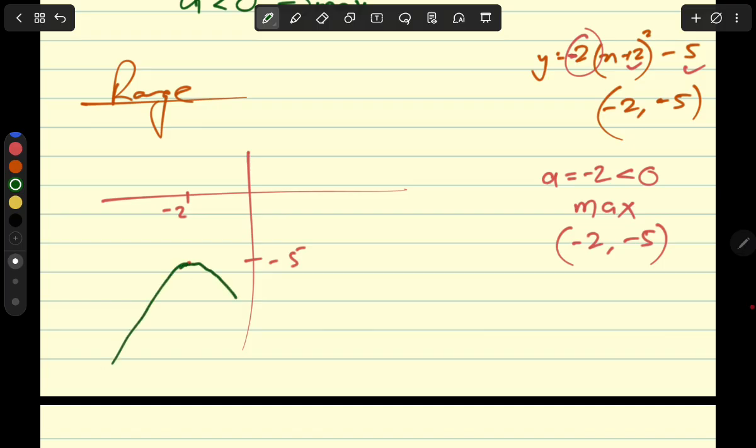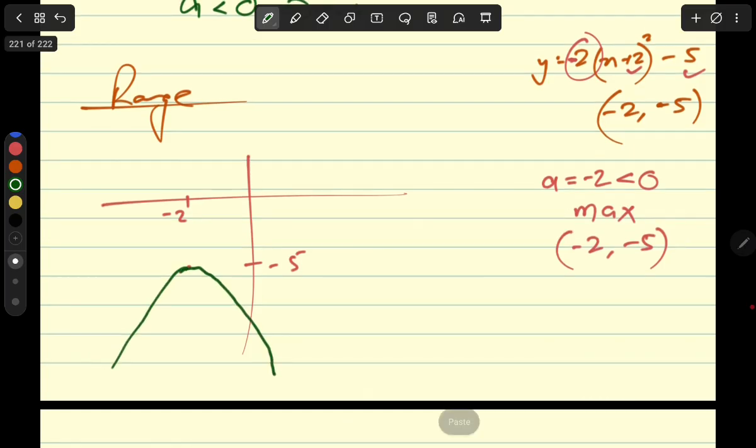Now you can see that there are not going to be any roots of this function. Therefore the discriminant, which is part of the second lecture that I'm going to record on Friday, we will do after 2 days. So I can find the y-intercept. If I put x as 0, 2 square is 4, 4 times minus 2 is minus 8, and minus 8 minus 5 is minus 13.